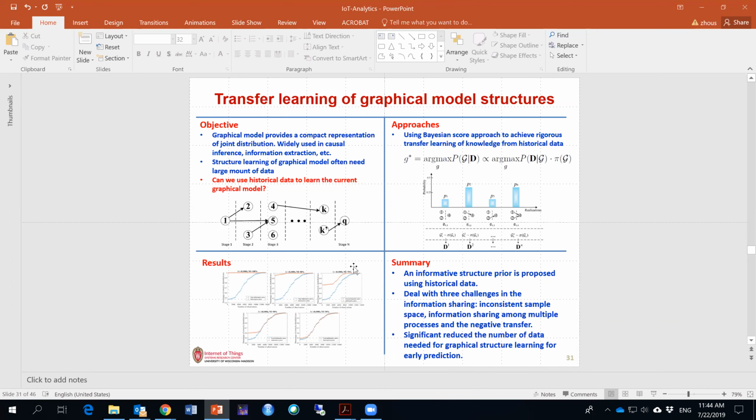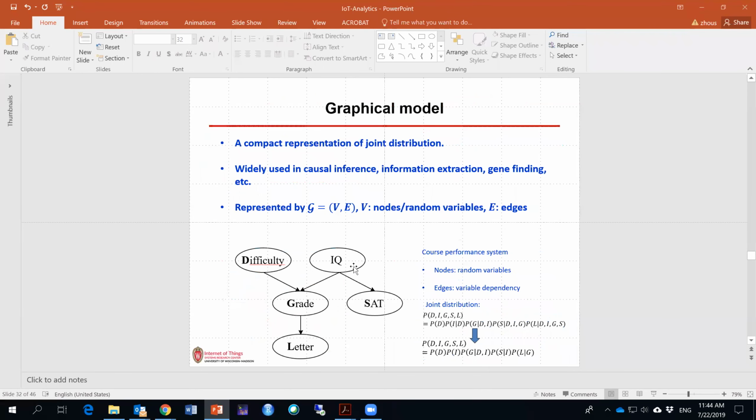So particularly for this new process, let's take a look. What does that mean? The graphical model is a very powerful statistical tool to describe the joint distributions of multiple random variables. Essentially, in a graphical model, we have nodes and edges.